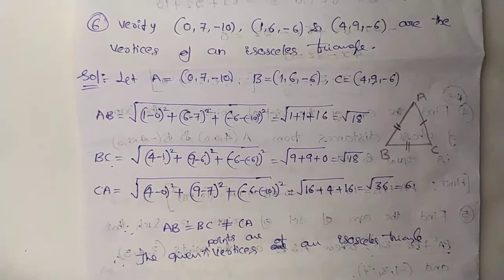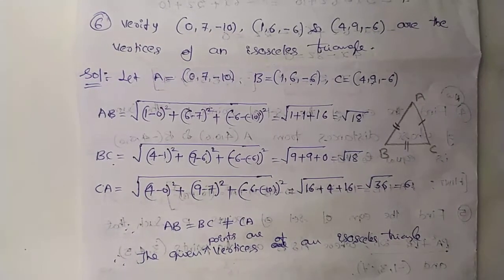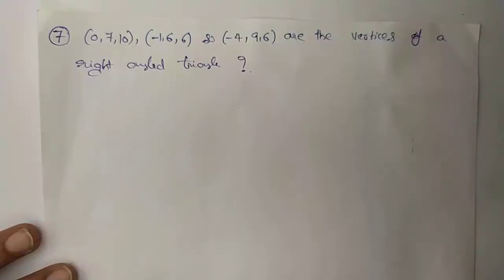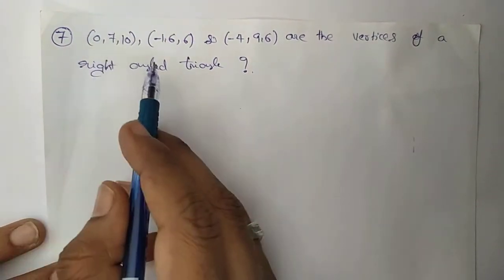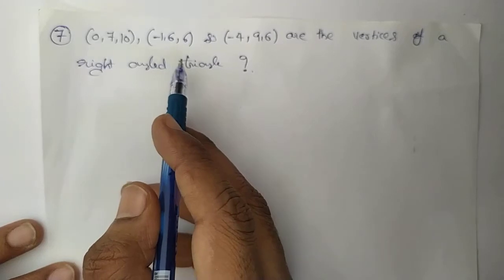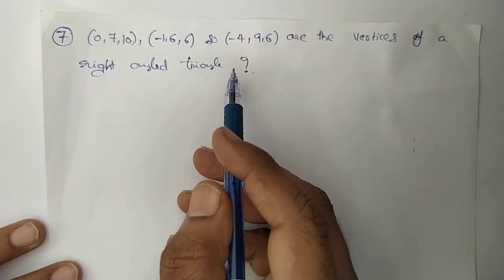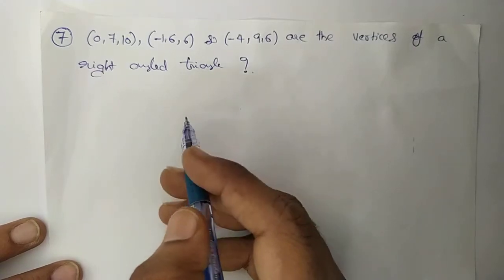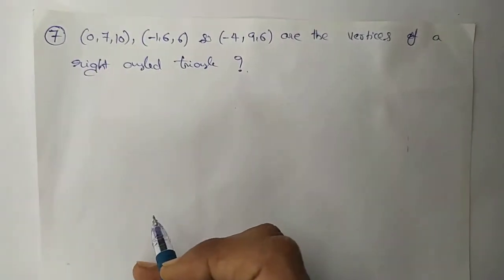Similarly, we will have one more question based on this. Let us solve it. We have one more question: (0, 7, 10), (-1, 6, 6) and (-4, 9, 6) are the vertices of a right angled triangle. Let us verify. What is a right angled triangle?